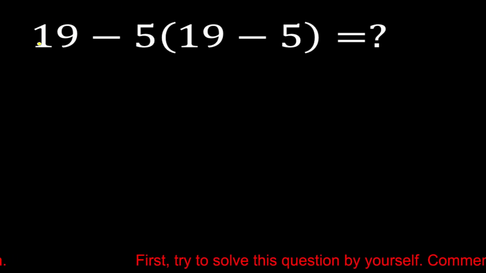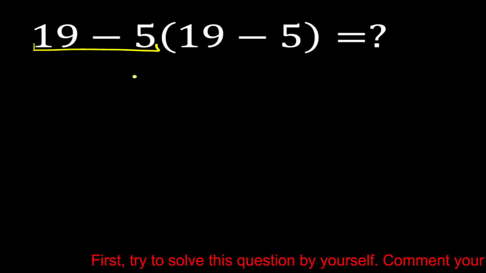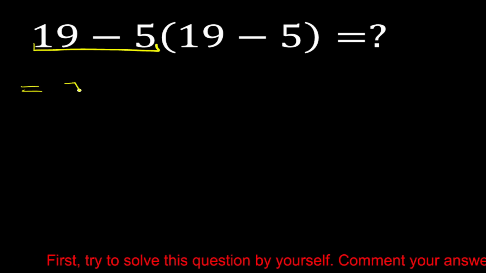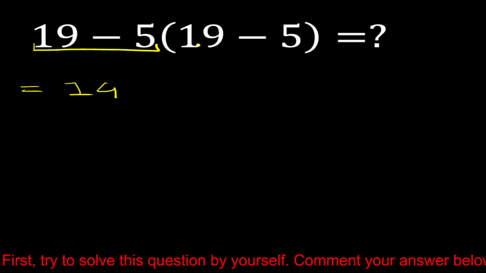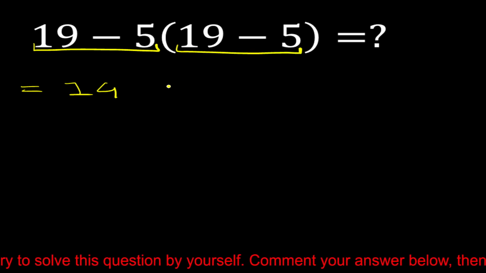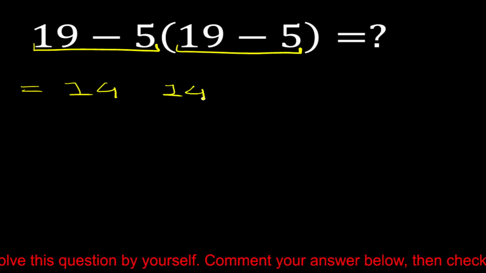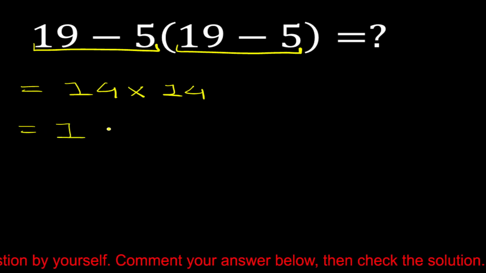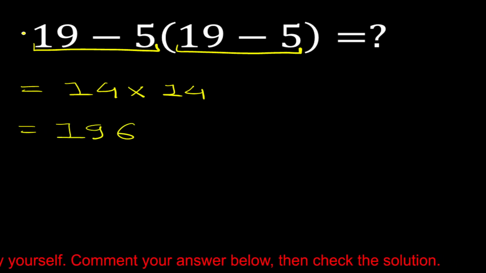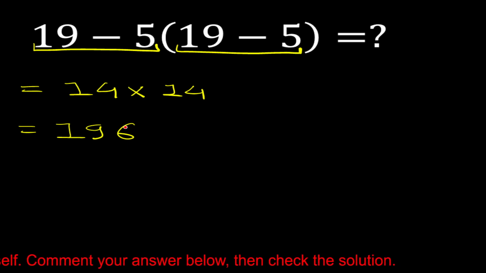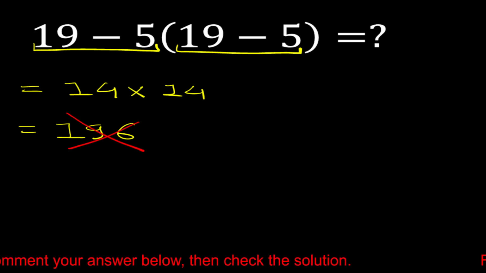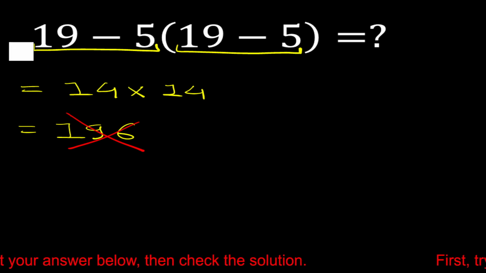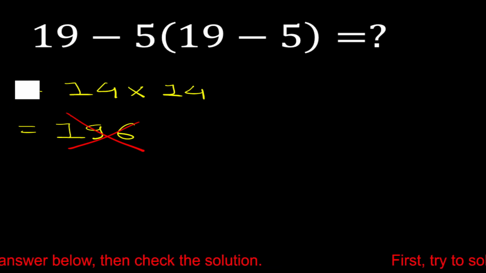So most people solve this question like 19 minus 5 is equal to 14. Then again 19 minus 5 is equal to 14. Now 14 multiply 14 is equal to 196. Okay, but this answer is not correct. This answer is completely wrong. So now let's solve this problem correctly by using a PEMDAS rule.